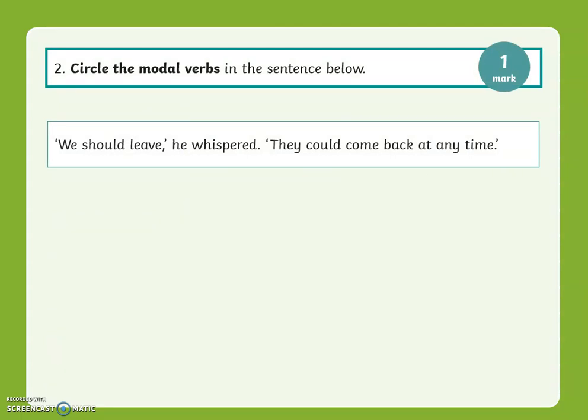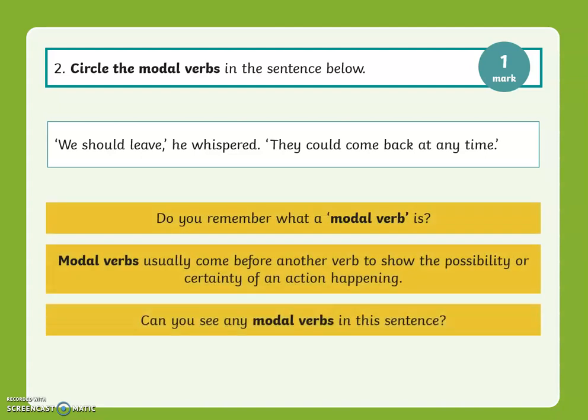So, modal verbs. "We should leave," he whispered. "They could come back at any time." A modal verb usually comes before another verb to show the possibility or certainty of an action happening. We've looked at something quite similar to this this week, haven't we, by looking at adverbs that link to possibility. The modal verb tells us how possible something is to happen. There are 2 modal verbs in that sentence. If you can find the 2 verbs and see the words before them and how they indicate possibility, I'll give you a couple of seconds to do that if you want to pause the video.